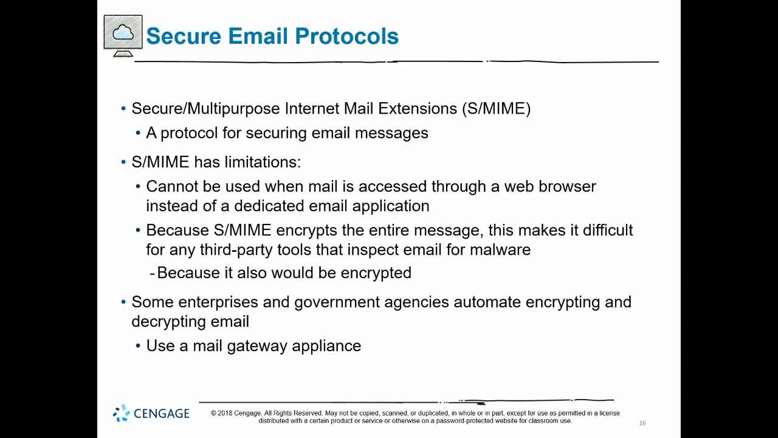So secure email. We have S/MIME, Secure Multipurpose Internet Mail Extensions. It's a protocol for securing email messages. S/MIME has limitations: it cannot be used when mail is accessed through a web browser instead of a dedicated email application. Because S/MIME encrypts the entire message, it makes it difficult for any third-party tool that inspects email for malware, because the malware would also be encrypted. So some enterprises and government agencies automate encrypting and decrypting email using a mail gateway appliance.